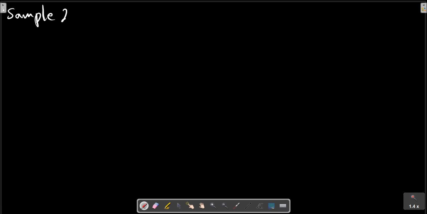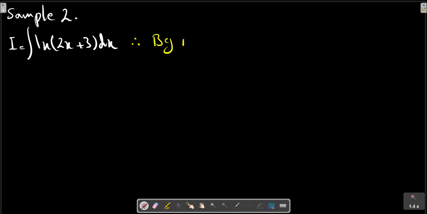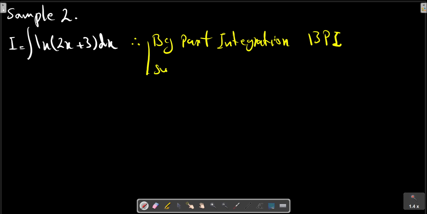Sample 2. Integrate ln(2x plus 3) dx. Method: integration by parts, or BPI, and substitution.